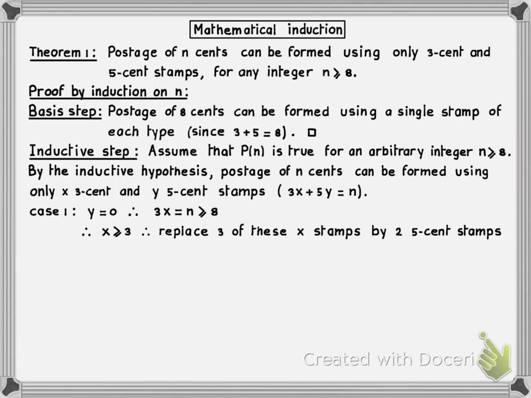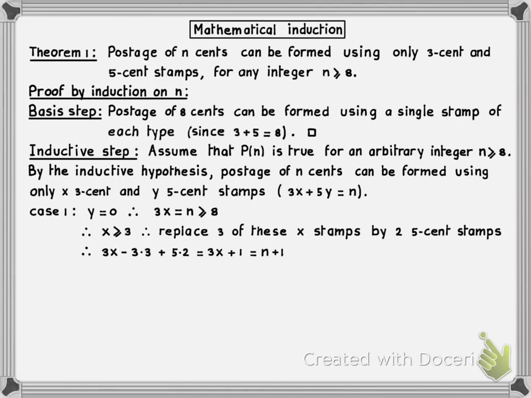So what happens? Well, you have 3 times 3, 9 cents, which we replace by 2 times 5 equals 10 cents. In other words, we just added 1 to the total postage. So let's write this down. We started with 3x, which was equal to n. We subtracted or took away 3 3-cent stamps, so minus 9, and then we added 2 5-cent stamps. So what do we get? Well, we get 3x minus 9 plus 10, that's 3x plus 1. Hey, that's n plus 1.